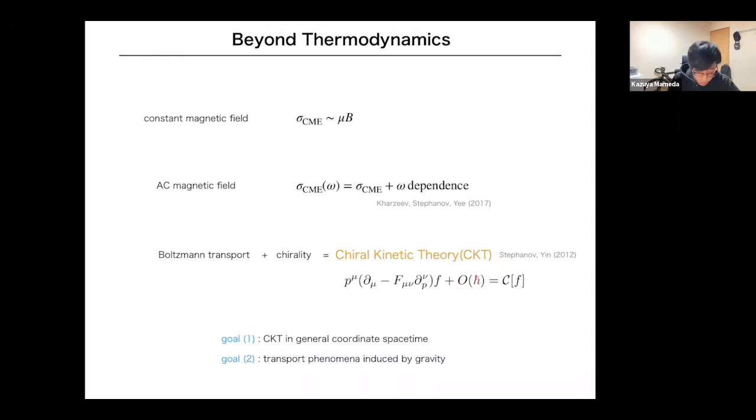And so the main goal of this talk is to explain how we can generalize the chiral kinetic theory in curved space-time. And the second goal is, based on this new formalism, I want to derive the new transport phenomena induced by gravity. This is the first part and introduction of my talk.